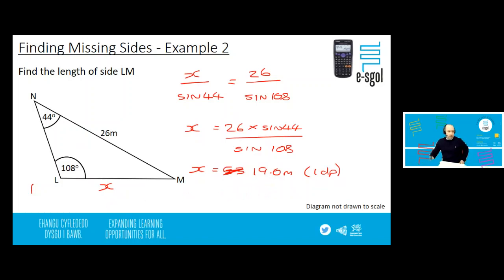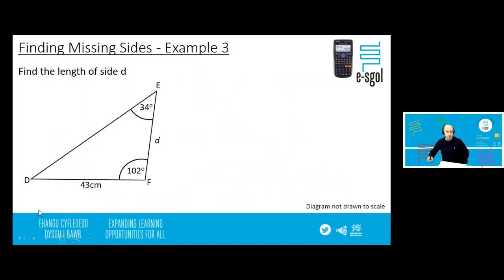Okay, one more example on sides. So let's have a look. Okay, now let's have a look what we've got. It's asking to find the length of side D. So we've marked side D here from E to F. So it's opposite angle D. That's kind of logical to me.